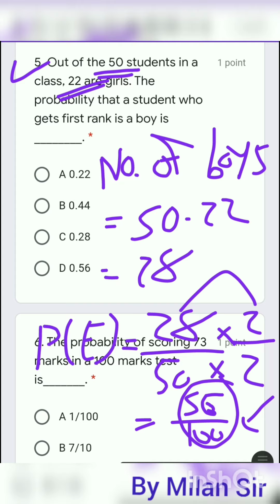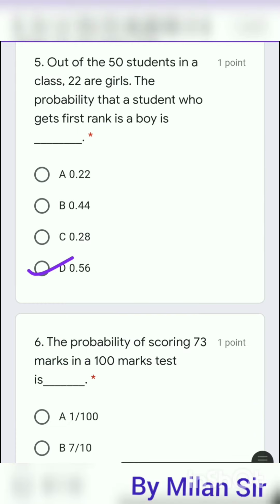So in the numerator, before the last two digits we need to put a decimal point. In the numerator we have 56. Before these two digits we need to put a decimal point. Nothing is remaining, so 0.56. 56 by 100 is 0.56. So here our option D is correct, 0.56.